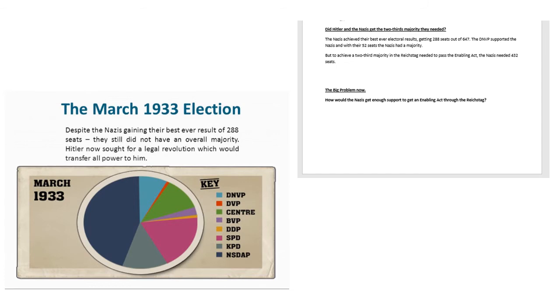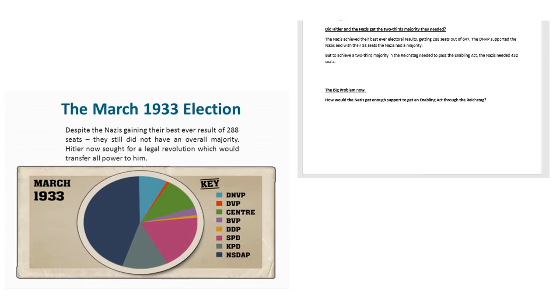So, the March 1933 election. Even after all his campaigning, even after all the advantages the Reichstag fire gives to Hitler, there's still a problem. The Nazis achieved their best ever electoral results, getting 288 seats out of 647. And the DNVP supported the Nazis, another far-right party. With their 52 seats, the Nazis did have a slim majority. But to achieve a two-thirds majority in the Reichstag, needed to pass the Enabling Act, the Nazis needed 432 seats.